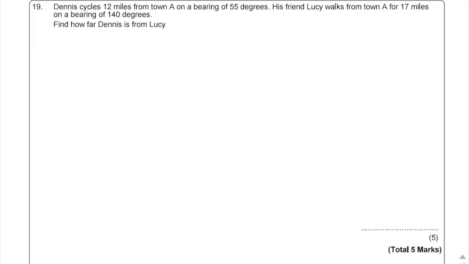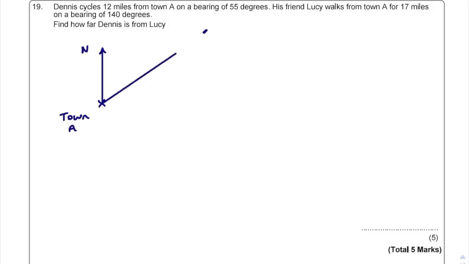Okay, so for this question, we're going to need to use a protractor to draw a diagram of what's going on here. So we've got this town A down here. What I'm going to do is draw a north line, because we always draw north lines for bearings. We're going at a bearing of 55 degrees. So if you use your protractor, using this north line, 55 degrees is up here. So I'm going to draw a straight line for 12 miles in that direction.